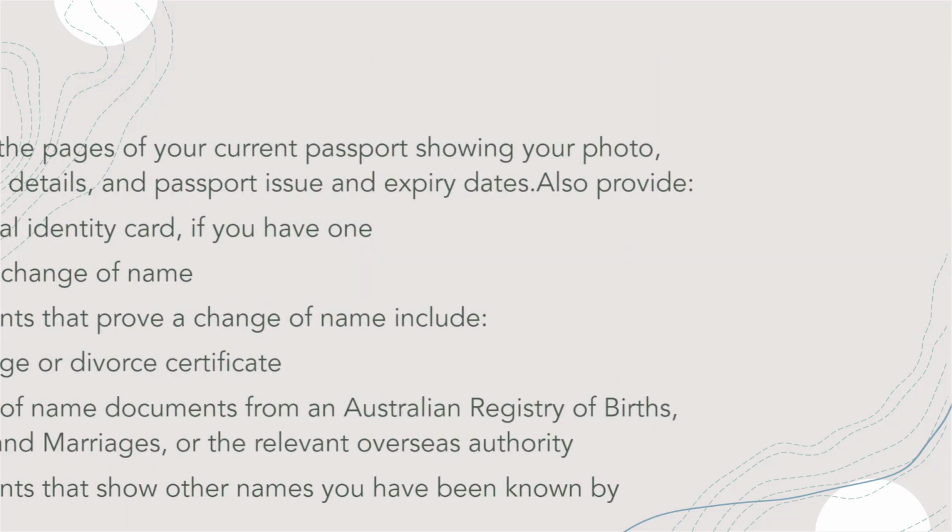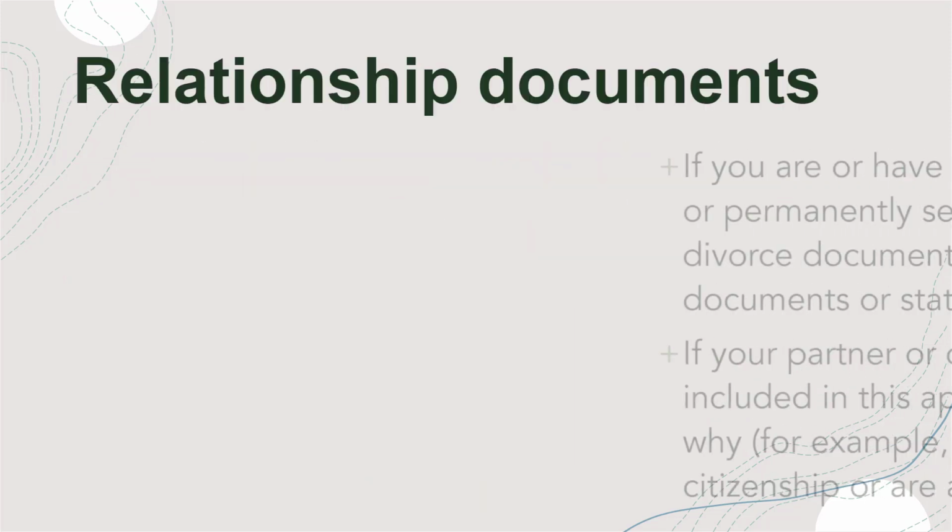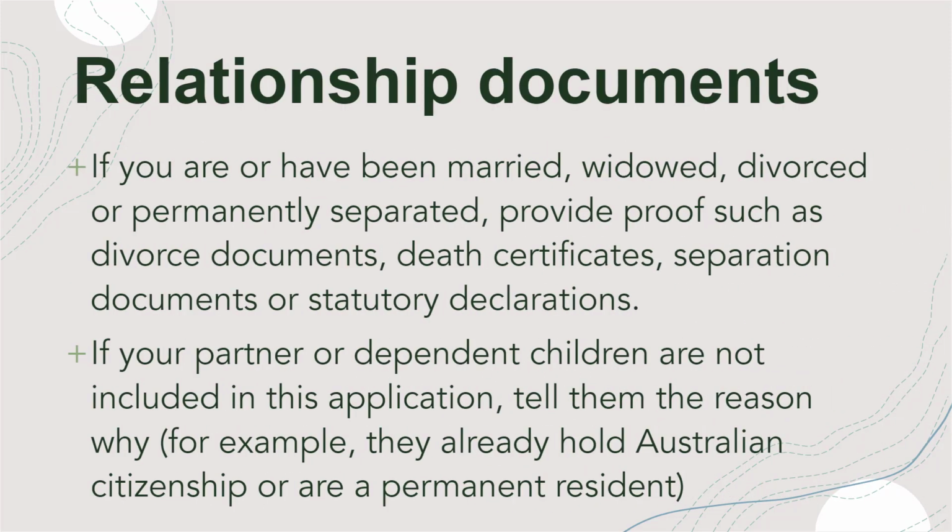Provide the pages of your current passport showing your photo, personal details, and passport issue and expiry dates. Also provide a national identity card, if you have one, and proof of change of name. Documents that prove a change of name include a marriage or divorce certificate, change of name documents from an Australian registry of births, deaths, and marriages, or the relevant overseas authority, and documents that show other names you have been known by. If you are or have been married, widowed, divorced, or permanently separated, provide proof such as divorce documents, death certificates, separation documents, or statutory declarations.